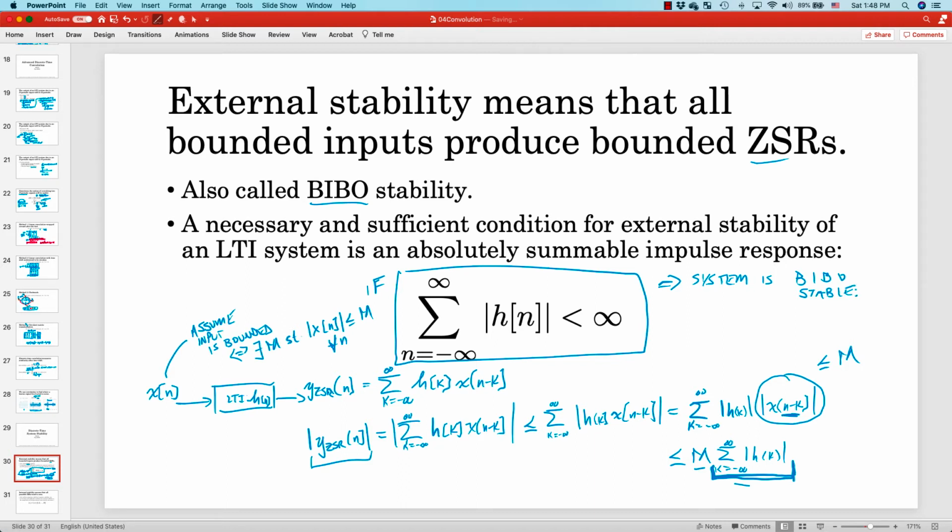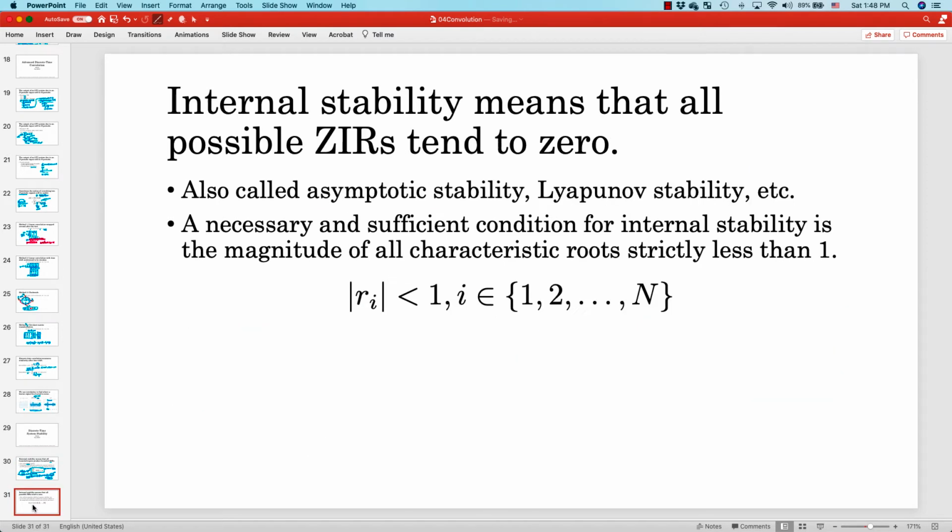Now, what I have here on the slide is actually a bit stronger of a statement, and it goes the other way: it says if the system is BIBO stable, then h must be absolutely summable. We won't cover that exact proof. It's interesting, but it's not something that you need to know at this point. But what you should know is that if h of n is absolutely summable, then the system whose impulse response it is is BIBO stable. The other kind of stability that is relevant to talk about deals with ZIRs, right?